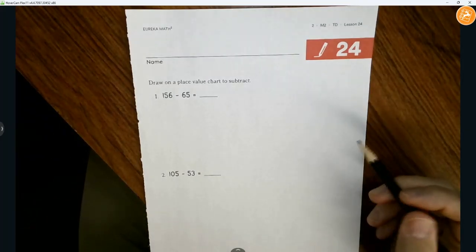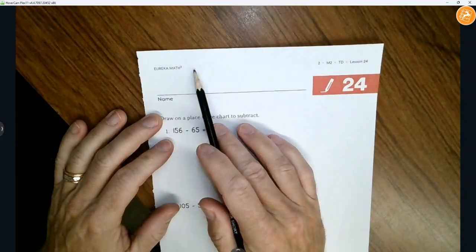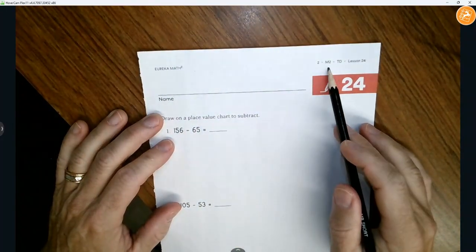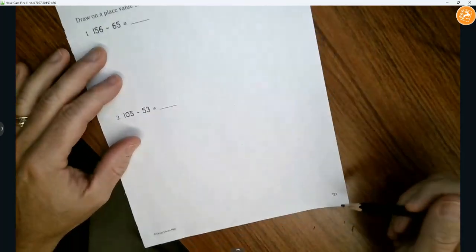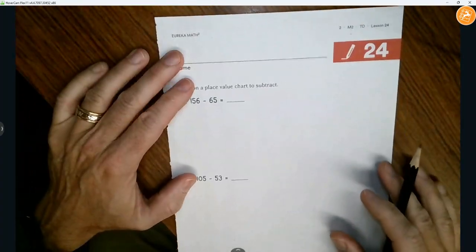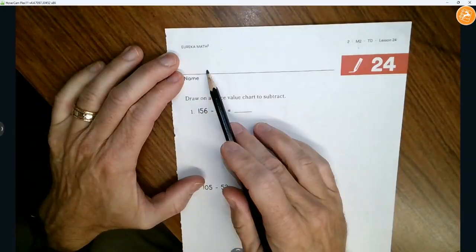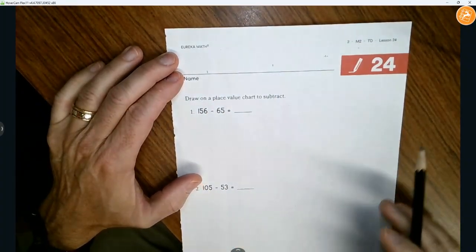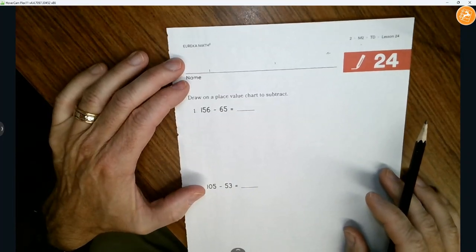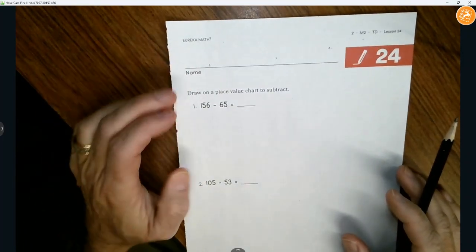All right, let's look at what we got today. This is Eureka Math Squared, second grade, Module 2, Lesson 24, homework. We are on page 121. Nothing on the back today. 2 problems. I don't want to hear you complaining to your teachers. First name, last name. If you have a class number, that should also be here. Help your teachers out. The happier you make them, the better the class will be.